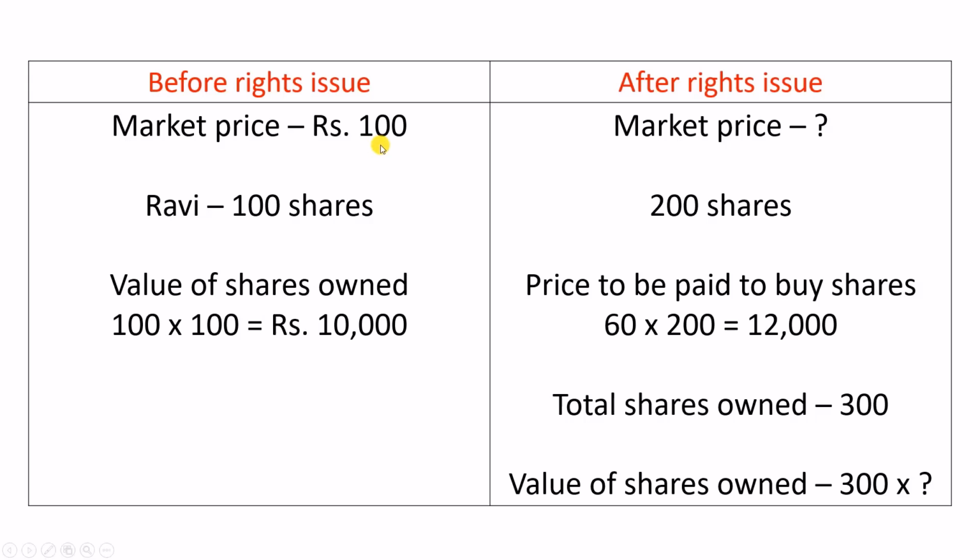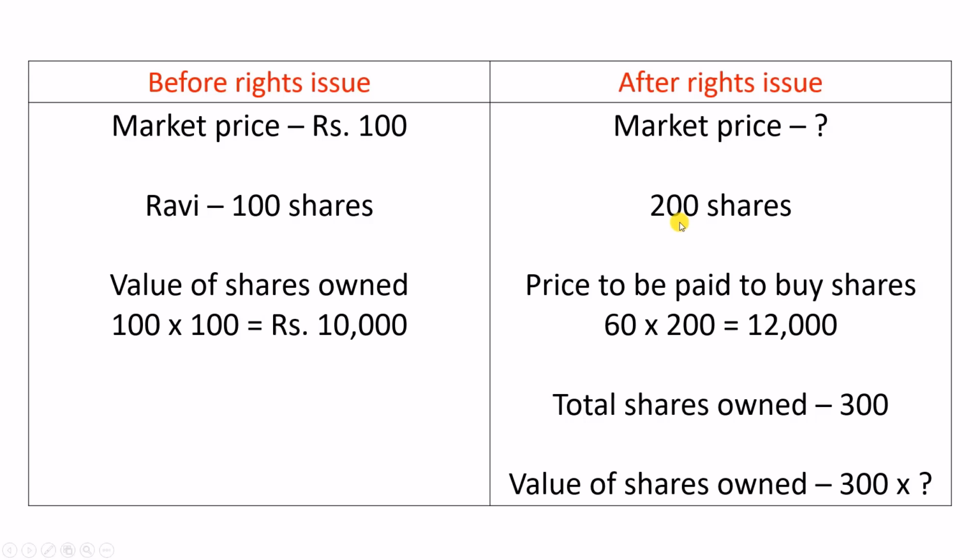Market price is 100. At a price lesser than market price, Ravi can buy 200 shares. Now, it can be any value. It will be set by the company, and it depends on various factors too. But do not worry about that.